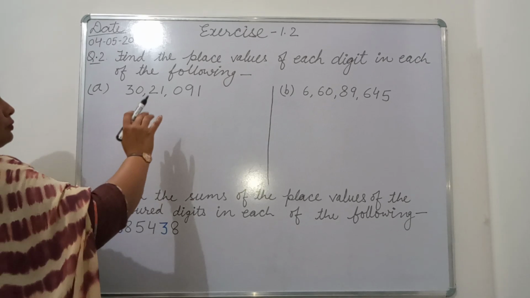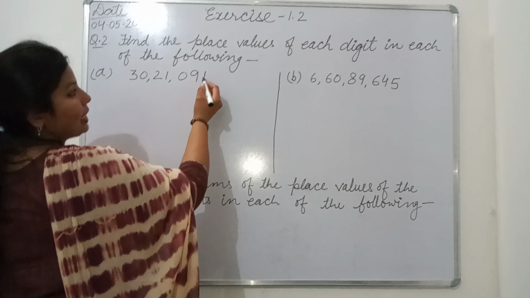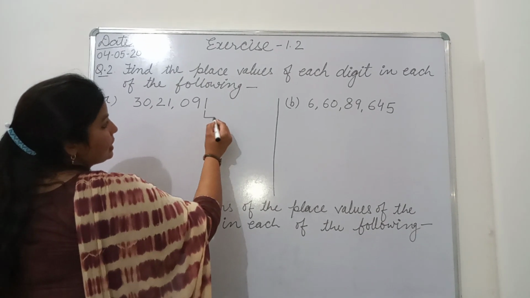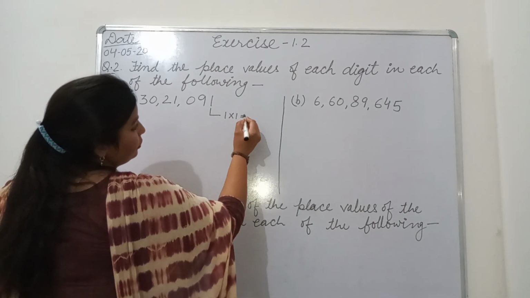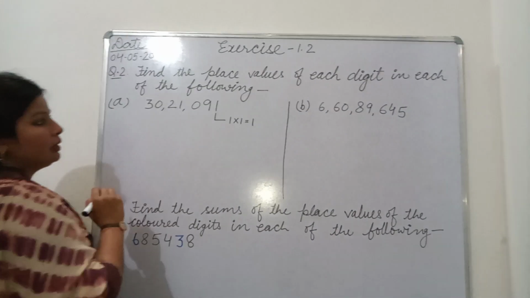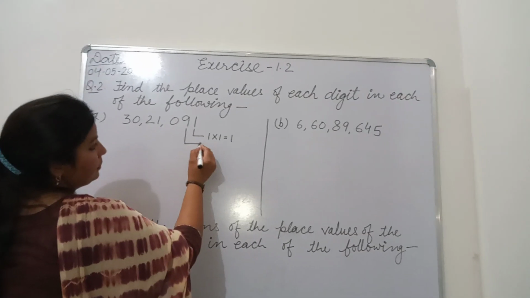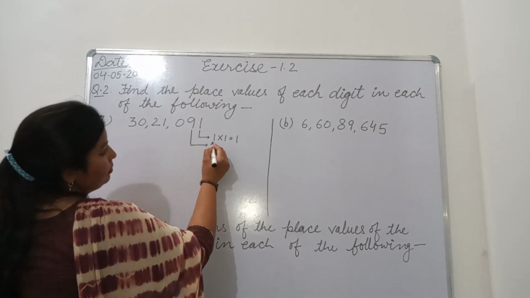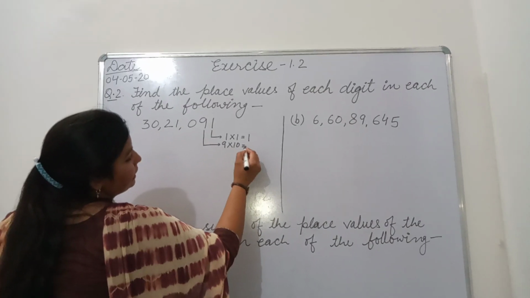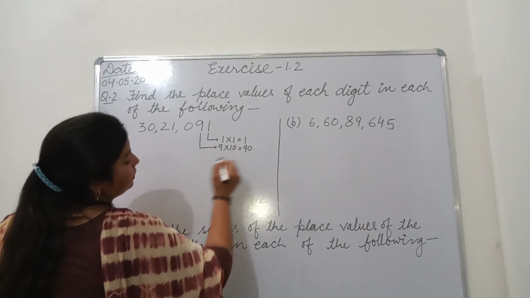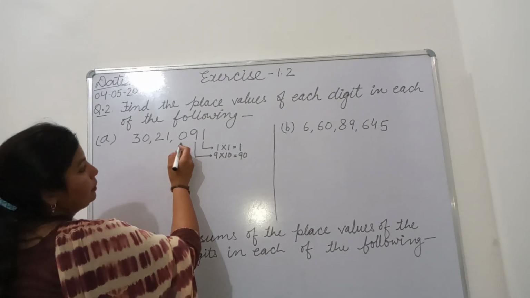Okay. So now first of all we should start from one side. Now firstly we will see that on the ones place we have 1. So 1 ones. That means 1 multiplied by 1, so it is 1. Okay. Now on the tens place what do we have? 9. So 9 multiplied by 10 because it is on the tens place. So 9 multiplied by 10 equals 90. Okay. Now third is the 100 place. So find the 0 place value.